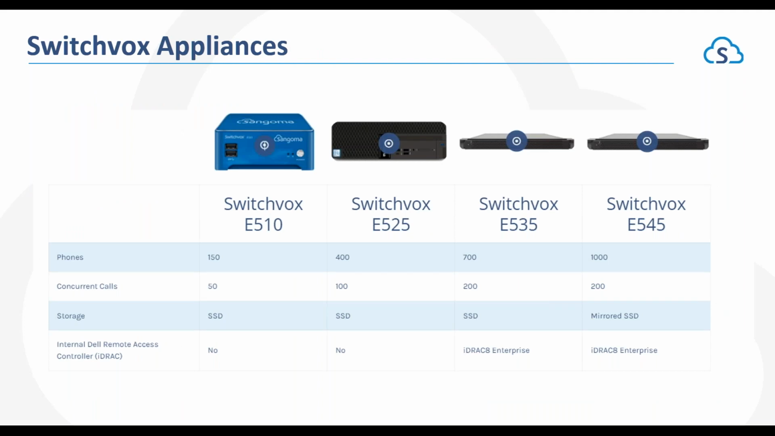Sangoma offers Switchbox appliances also. Switchbox E510 is the smallest appliance. It can support up to 150 phones and 50 simultaneous calls. The Switchbox E525 appliance supports up to 400 extensions of phones and 100 simultaneous calls. Then we have larger appliances, Switchbox E535 and Switchbox E545, supporting up to 700 and 1,000 calls respectively.